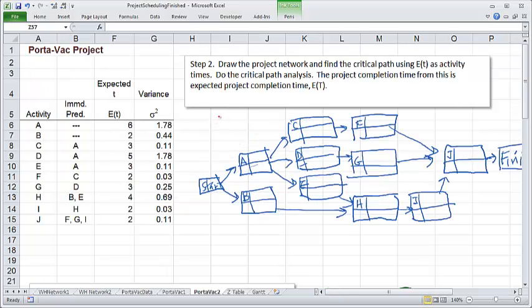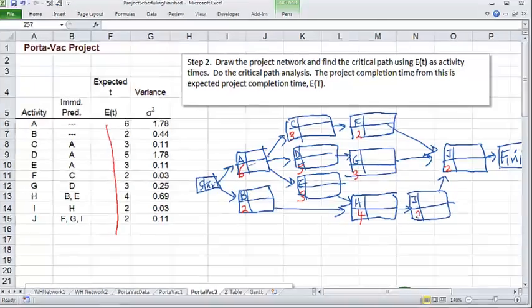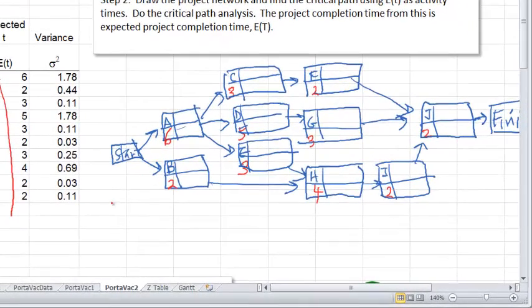Now for the activity times, we're going to use the expected durations that we calculated. So 6, 2, 3, 5, 3, 2, 3, 4, 2, 2. Okay, and then we do our usual forward and backward passes.